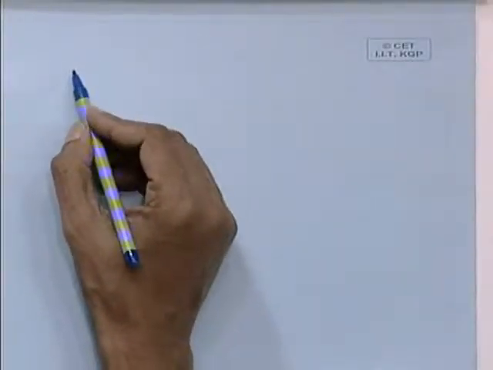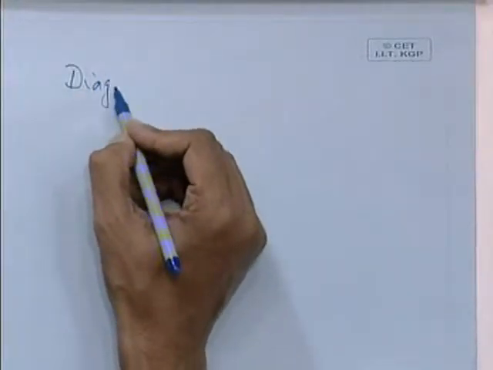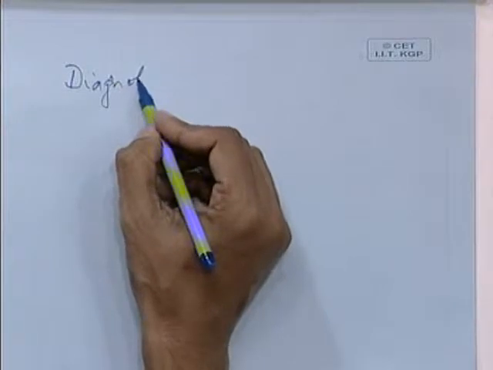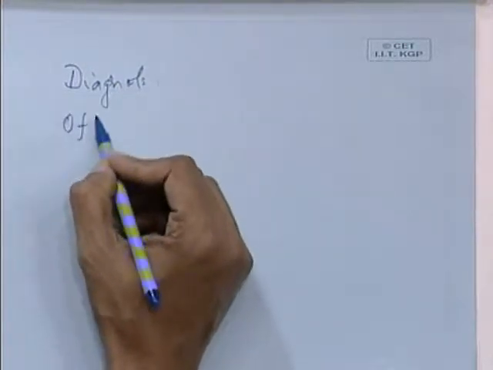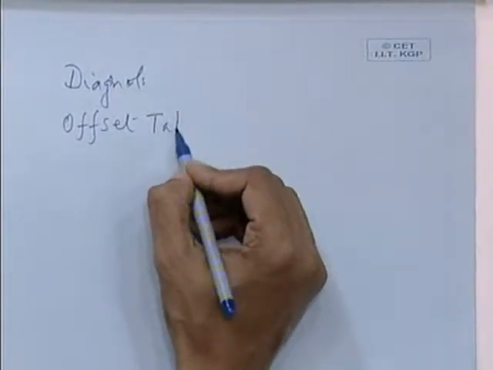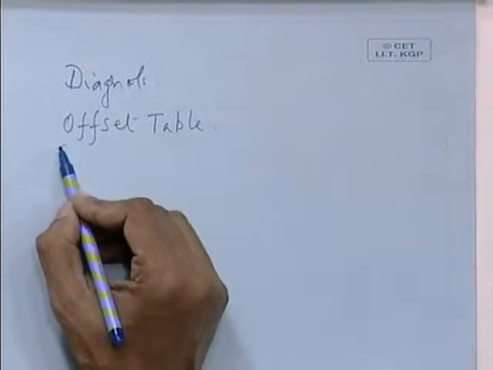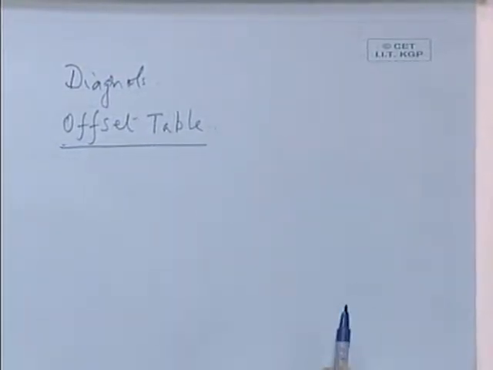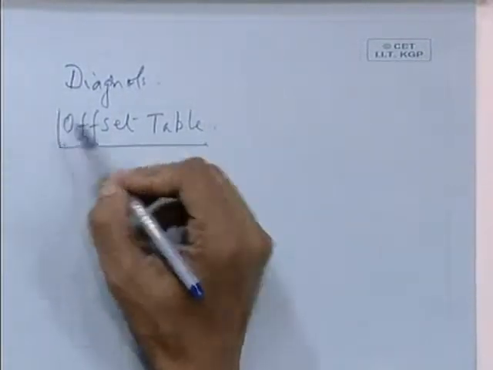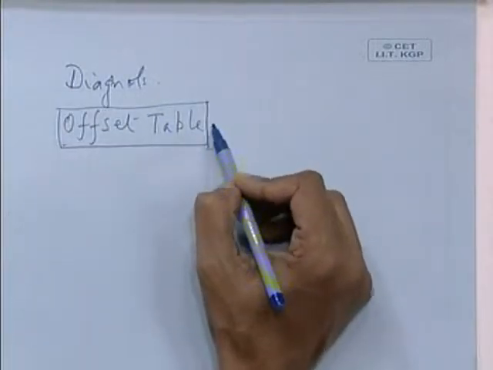So in the next class I will talk about your diagonals, since I don't have time. Diagonals and offset table. Actually, this offset table, that is the dimensions that are given in this offset table, from this only you can create the lines drawing.